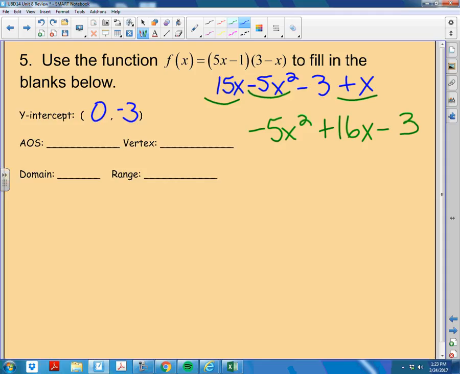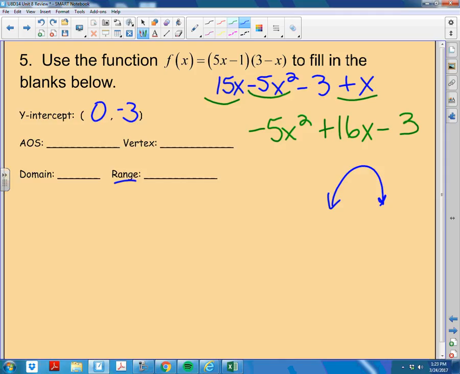Yep. But I'm saying without even going to the table, you should know that. I also know it's very narrow and it faces down. Now, it faces down is an important thing. Why? Because it affects the range. The range is going to be all y values less than or equal to whatever the y value is of the vertex.